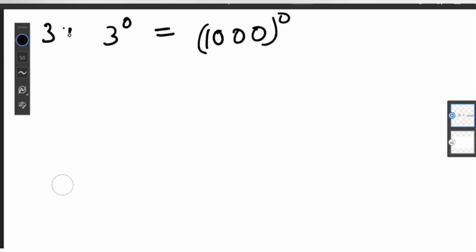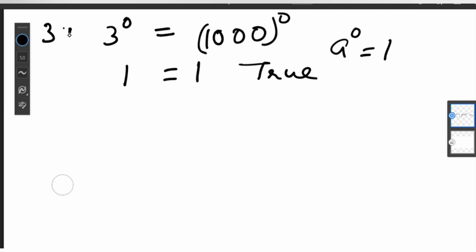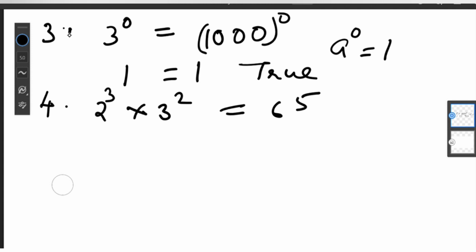Then third problem, 3 raised to 0 is equal to 1000 raised to 0. Any number raised to 0, we have already told, anything raised to 0 is 1. So 3 raised to 0 is 1. 1000 raised to 0 is also 1. So this question is true. That is, 3 raised to 0 is equal to 1000 raised to 0.